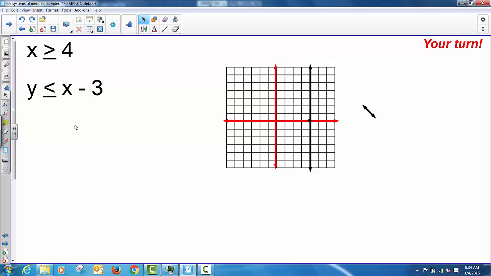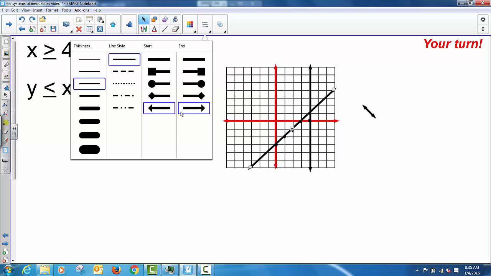Alright, now the other line is y is less than or equal to x minus 3. So we come over here to -3. We've got to put our dot at -3. Slope is 1, so that means you're going to go up 1 and over 1. And we can use our straight line drawer to do this one. And we'll extend it down here at the bottom and put our arrows on the end.